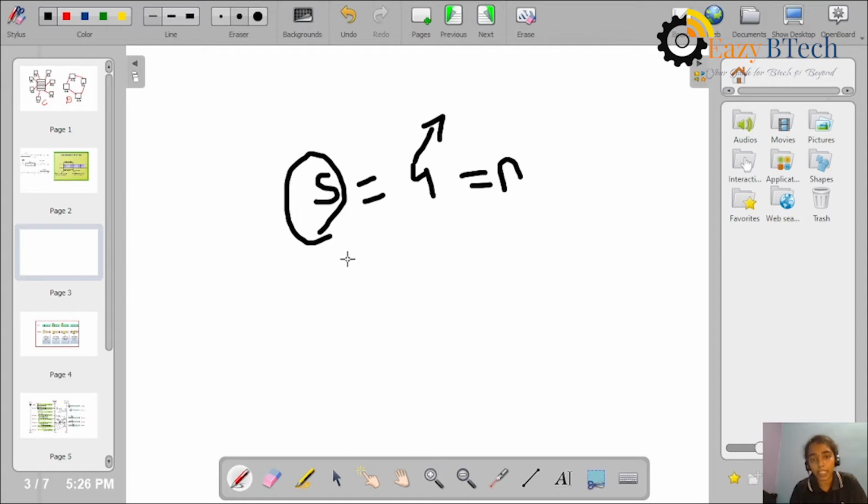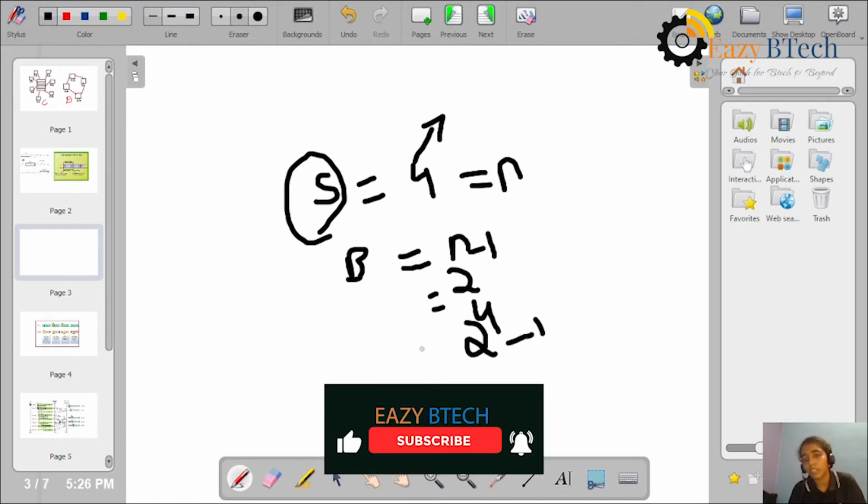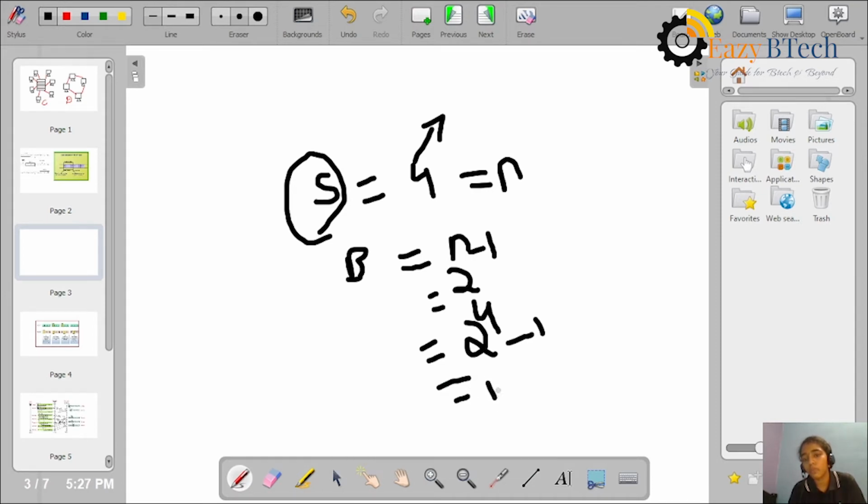Next, how many bits will be there? Bits means frames. How many frames will be there in this particular window? It means 2 power of n minus 1, where n is 4. So 2 power of n minus 1, the actual frames. 2 power of 4 means 16 minus 1, that equals 15.